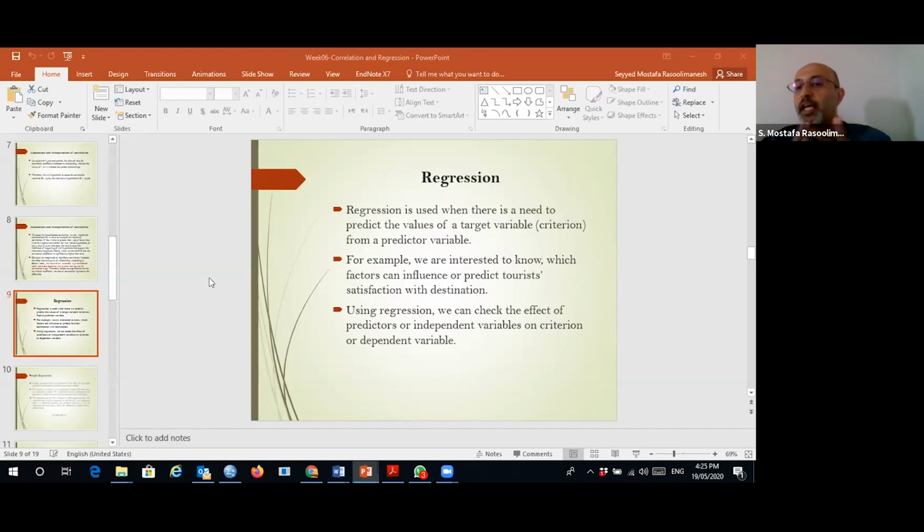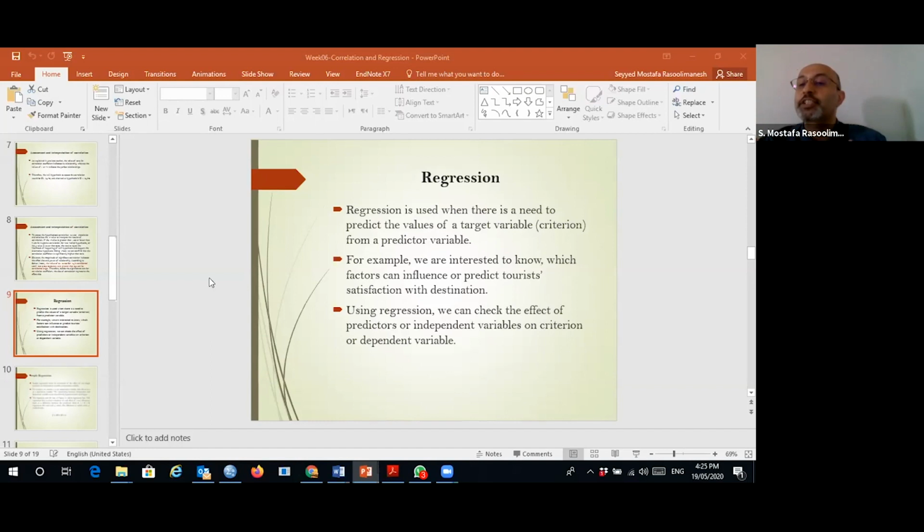For example, here we say loyalty has a significant positive effect on revisit intention, right? When we say this, it means loyalty is a cause of revisit intention, not that revisit intention influences loyalty, or vice versa. So in regression, we have a causal relationship. This is the main difference between regression and correlation.